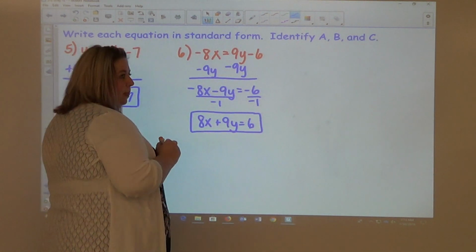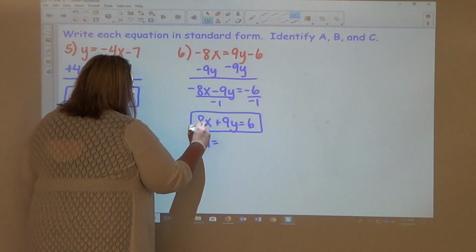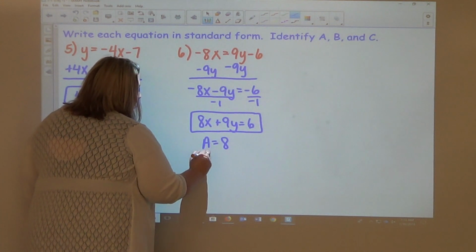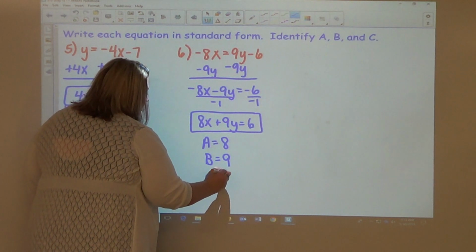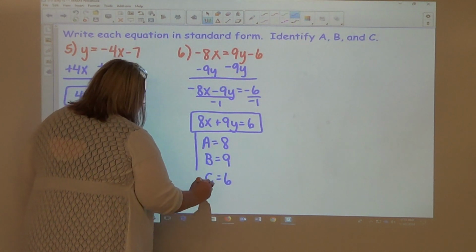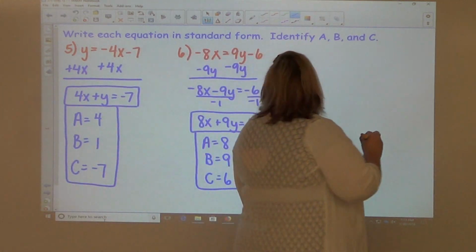Okay, then I'm going to label. A is the number in front of x, so that would be 8. B is the number in front of y, so that would be 9. C is your constant, so that would be 6. Okay, we're going to do one more.